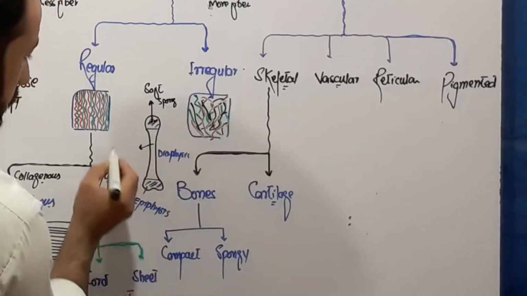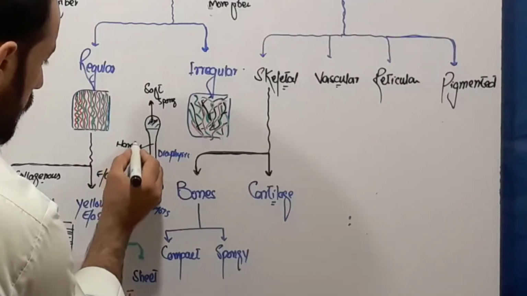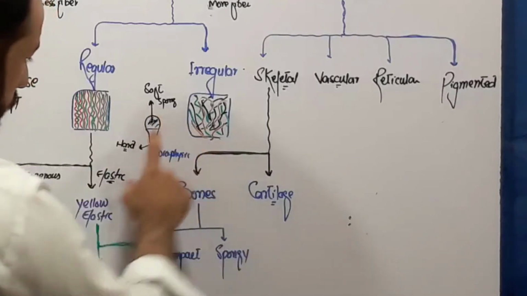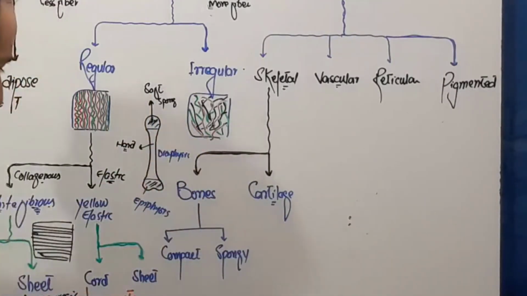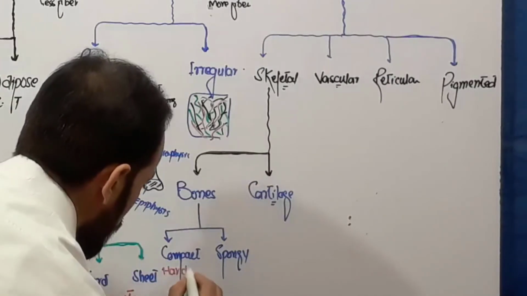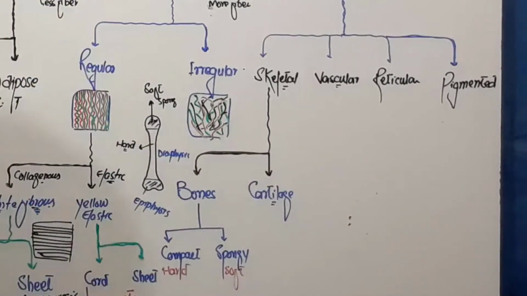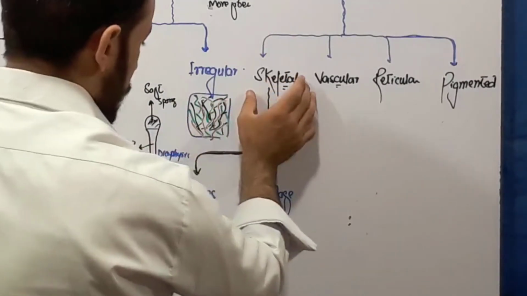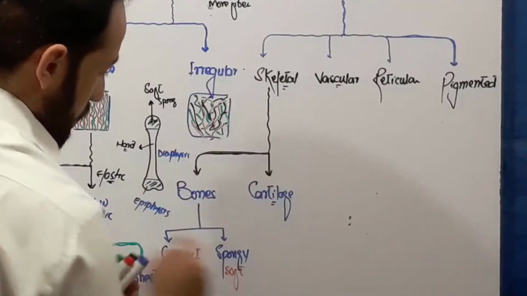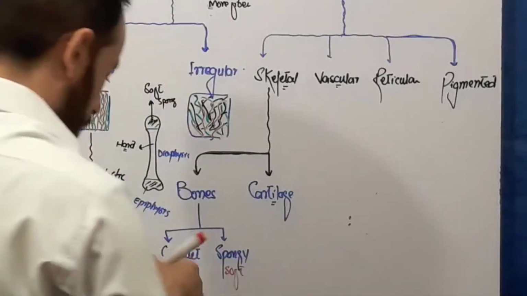And here in the diaphysis, this is compact bone, or we say hard bone, right? So bone tissue is divided into hard bone and soft bone. So we also write here: compact bone means hard bone and spongy bone means soft bone, right? So skeletal connective tissue is divided into bone and cartilage. Bone is of two types, compact bone and spongy bone, and cartilage is of three types.